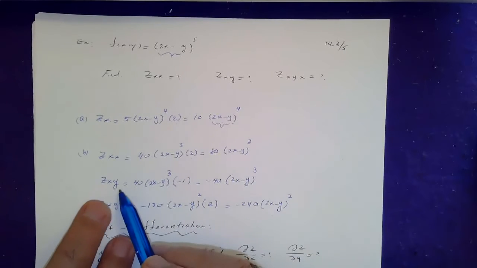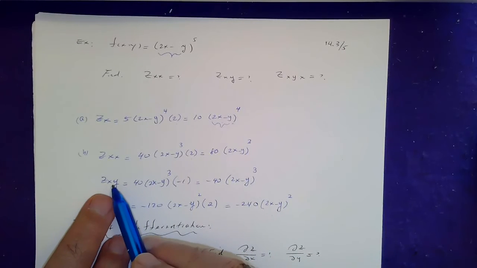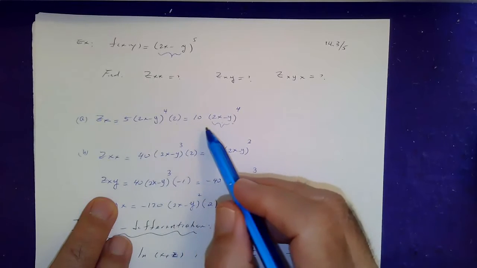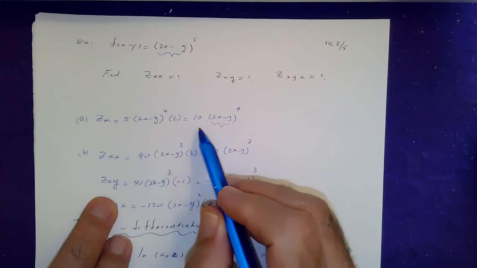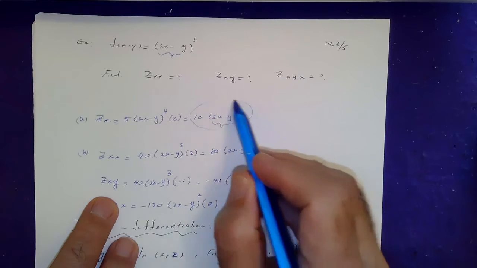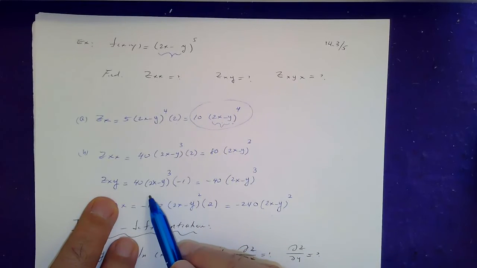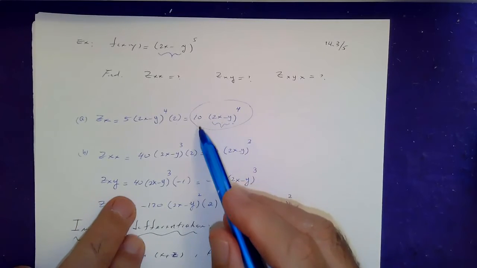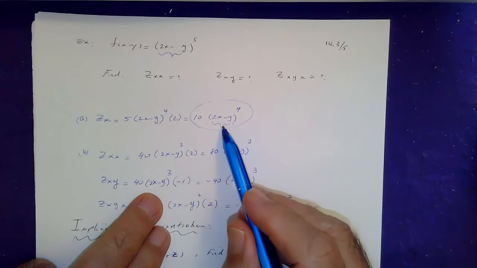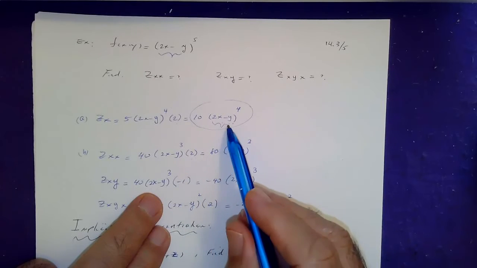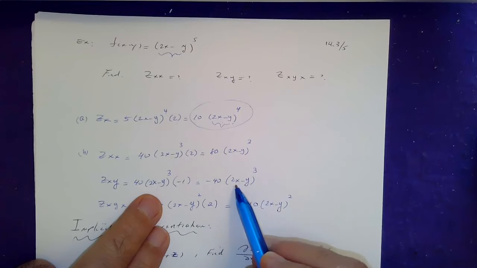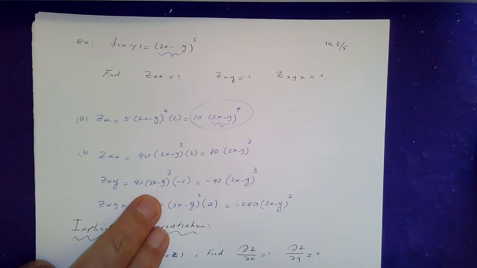Now, this is a mixed partial, which is zxy. So you go back to part A, which is the partial derivative with respect to x, and take the partial derivative of the answer in part A with respect to y. That's 10 times 4, which is 40, times (2x minus y) to the third power. The partial derivative of this with respect to y is -1, correct? So you get -40 times (2x minus y) cubed.